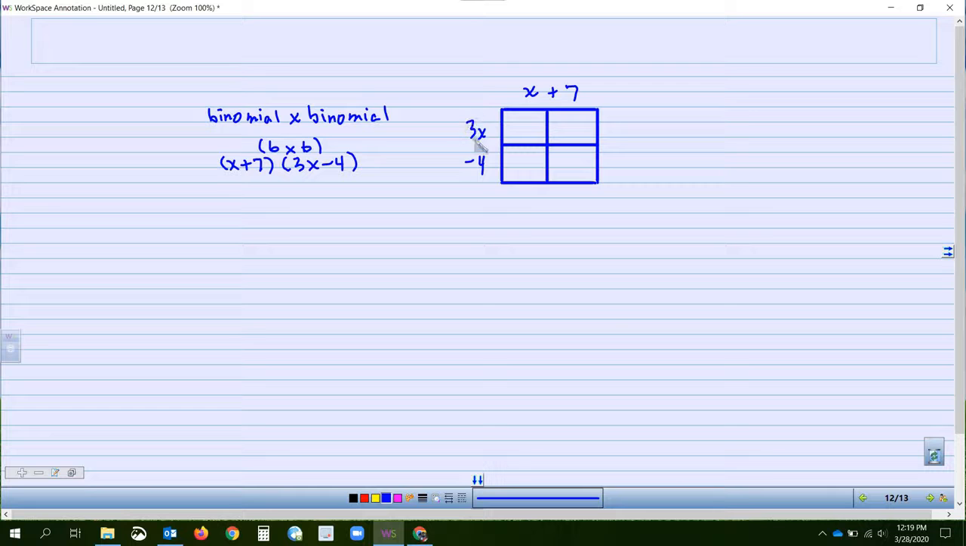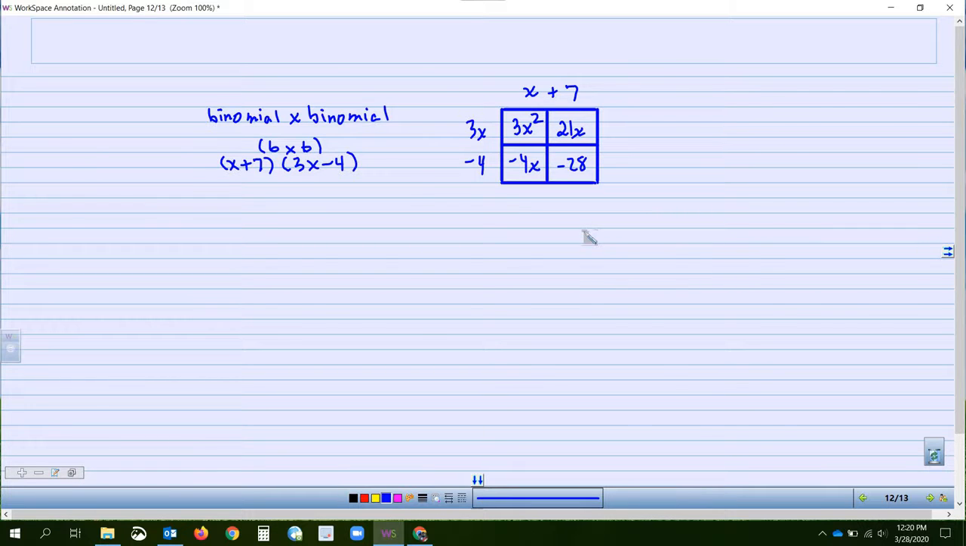All right, so what do we have first? We have 3x times x. That's a monomial times a monomial. So what do we get when we multiply those two together? We get 3x squared. And right here we have 3x times 7. We get 21x. Then we have a negative 4 times an x, and we get a negative 4x. And finally we have a 7 times a negative 4, and we get a negative 28. So 2 terms times 2 terms gives you 4 terms.